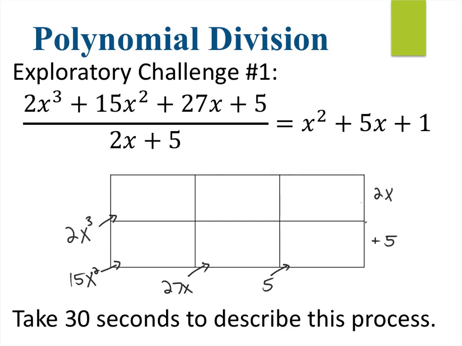Now I want you to notice here that for this 2x to the third, this is the only box that it goes to. Whereas for this 15x squared, that is shared between this box and this box. And with multiplication, when we added those boxes together, we got that answer. And here we're going backwards, and it's being shared among those two. Same thing with the 27x. It is shared between those two cells, and then this 5 box only goes there.